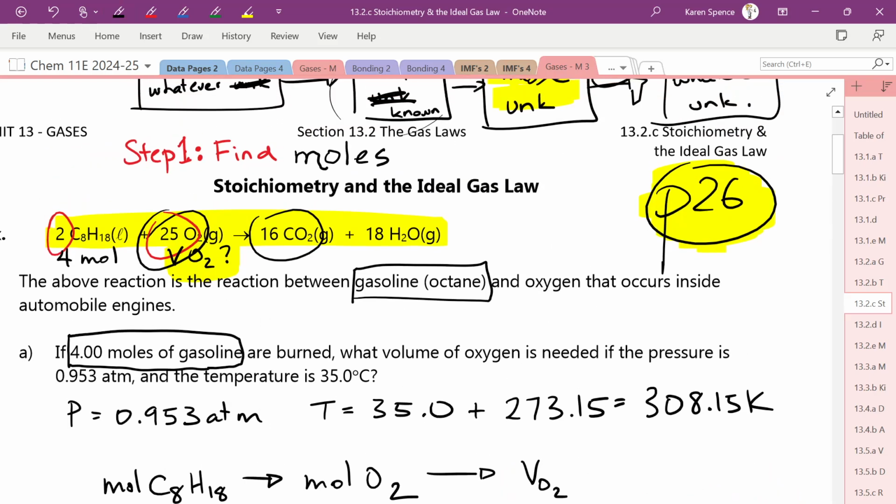Yes, for every 2 liters of this, I would use 25 liters of this, and I would get 16 liters of this and 18 liters of that. Yes, because equal volumes contain equal number of moles when they are at the same temperature and pressure. Okay? You'll get the same result whether you do it this way.